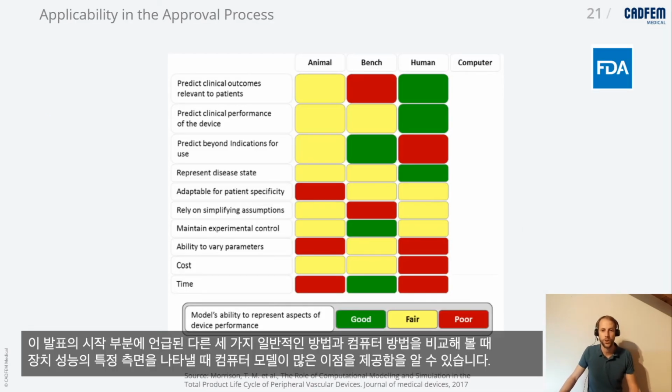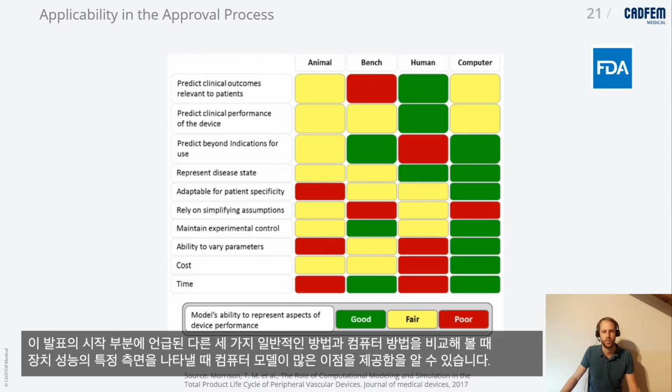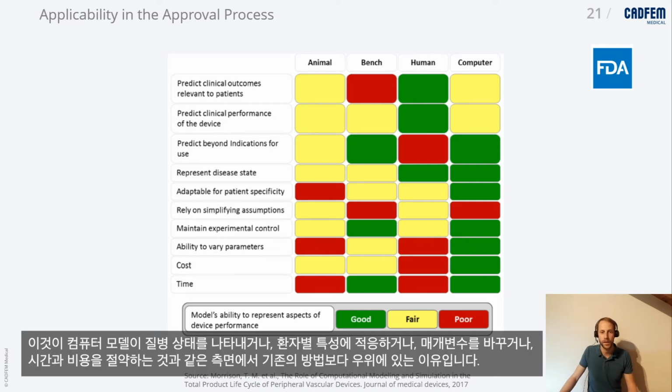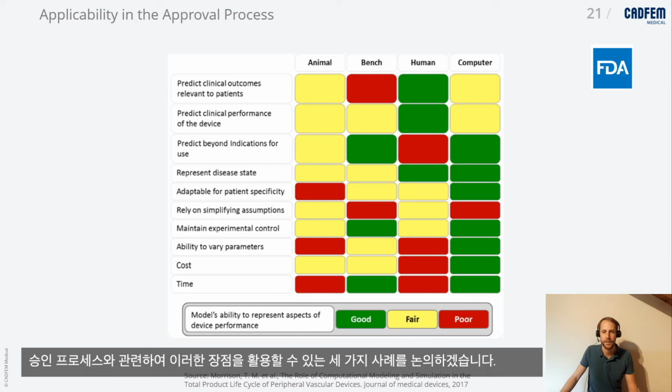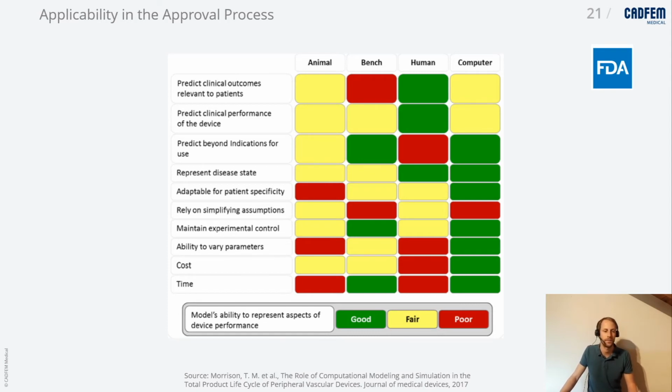When you compare computer methods with the other three conventional methods as mentioned in the beginning of this presentation, you can see that computational models come along with a lot of advantages when representing certain aspects of device performance. That is why computer models mostly outmatch the conventional methods in aspects such as representing diseased states, adapting to patient-specific properties, varying parameters, or just in saving time and costs. I will now discuss three cases where these advantages can be exploited with respect to the approval process.